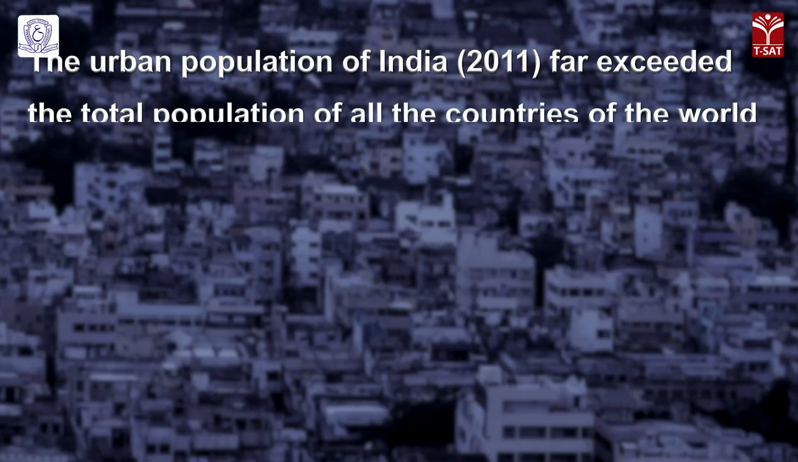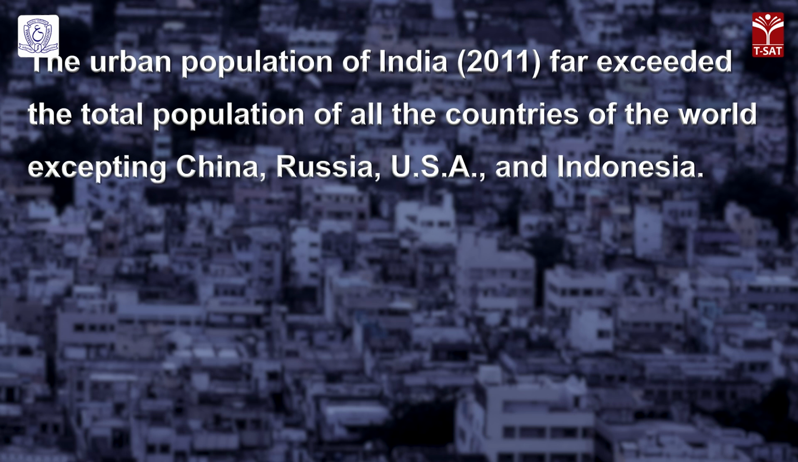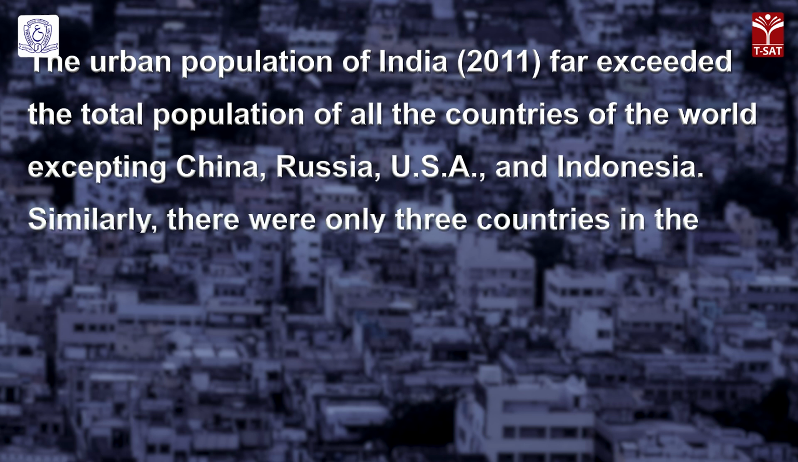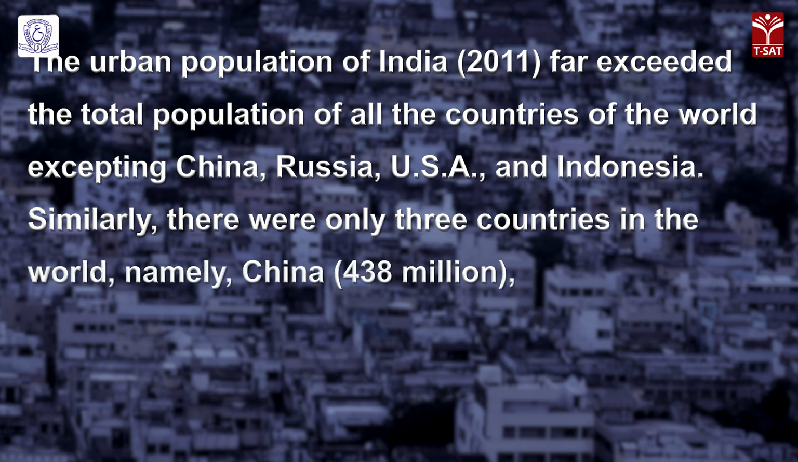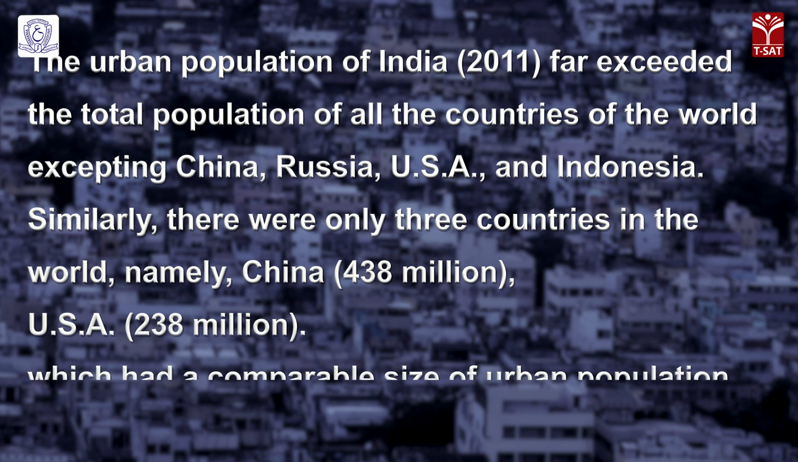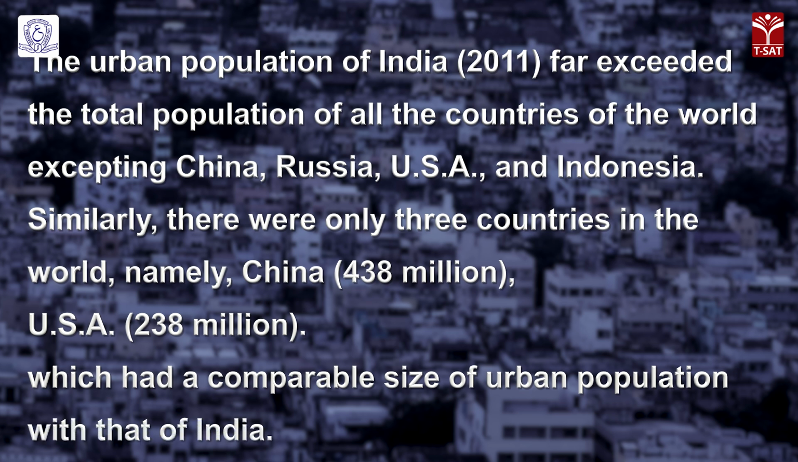The urban population of India as per 2011 census far exceeded the total population of the countries of the world excepting China, Russia, USA and Indonesia. Similarly, there were only 3 countries in the world, namely China and USA, which had a comparable size of urban population with that of India. The total urban population in the country as per census of 2011 is more than 377 million, constituting about 31.16% of the total population.